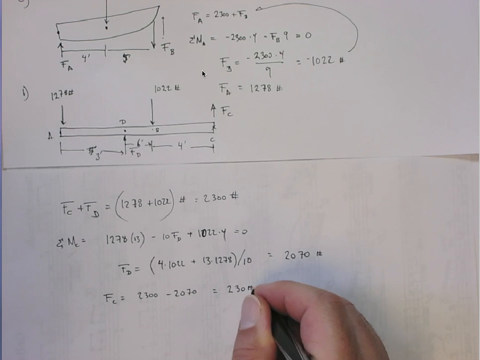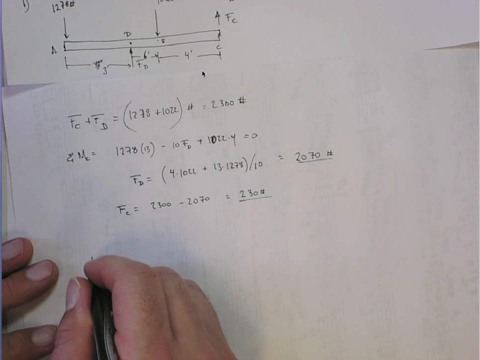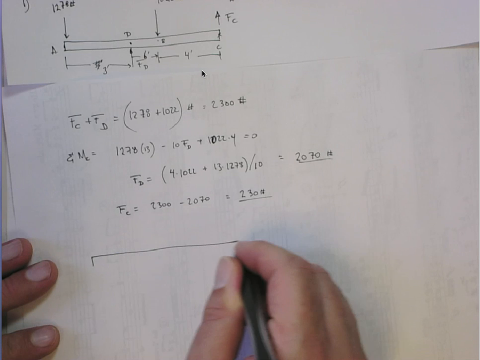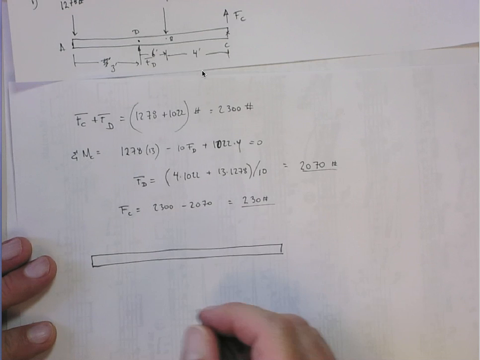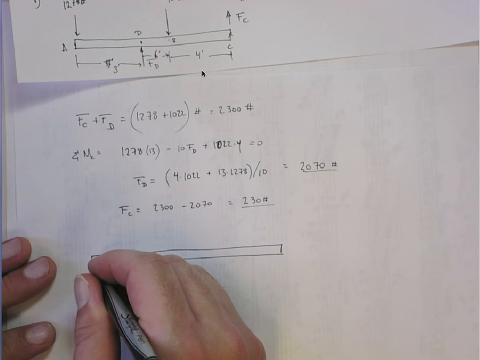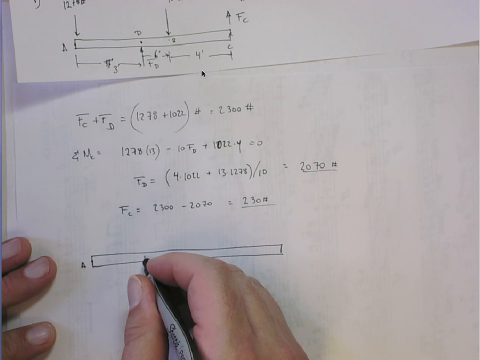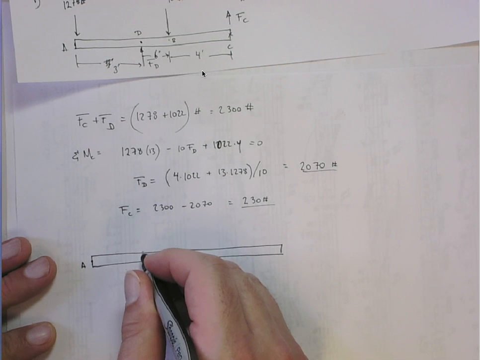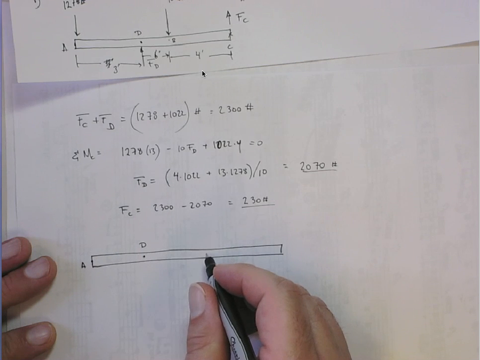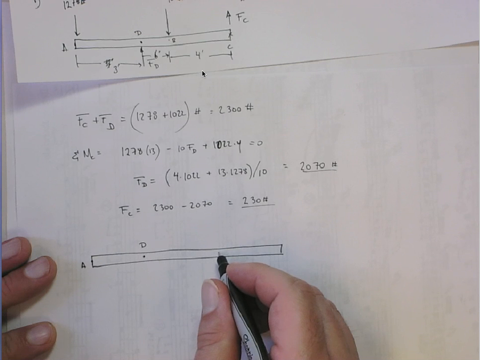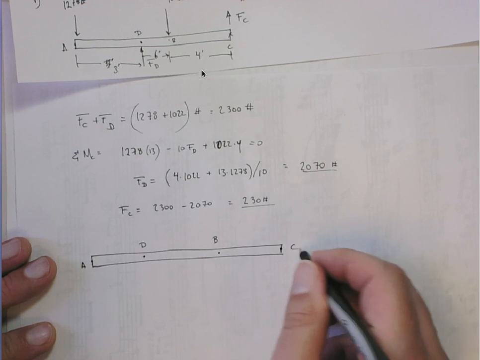and that's just going to be 230 pounds. Okay? So now if we draw the forces on the beam, try to draw a little more to scale this time. We've got A, and then we go to D, and then we go out another 5 feet to B, and then out to C.